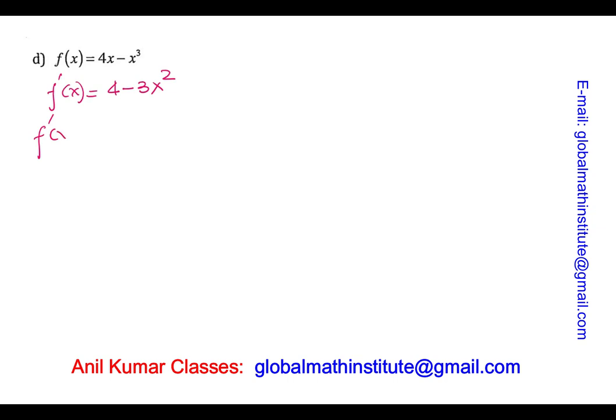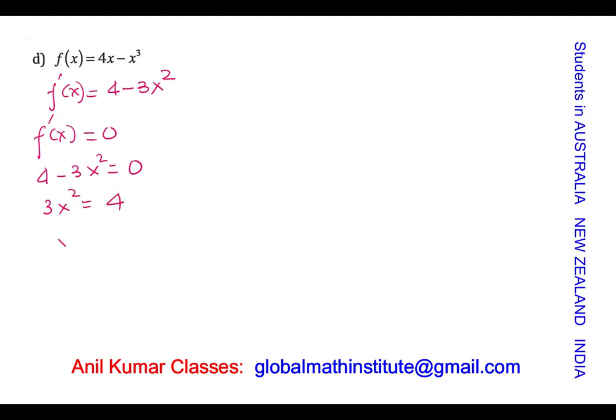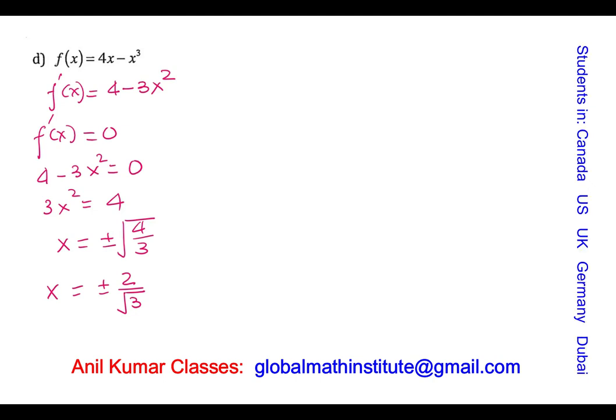Critical number, equated to 0, means 4 minus 3x squared equals 0. So you can now solve 3x squared equals 4, or x is equal to plus or minus square root of 4 over 3, which gives you two values. Plus or minus square root of 4 is 2. So we can write this as 2 over square root 3. Makes sense, right? So we got this value. Now we need to analyze these points, right?